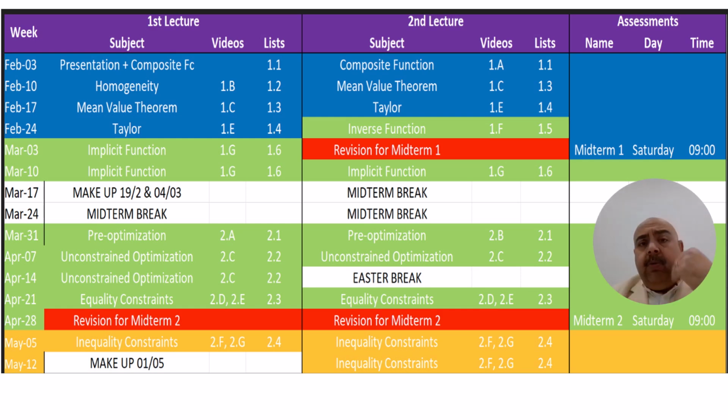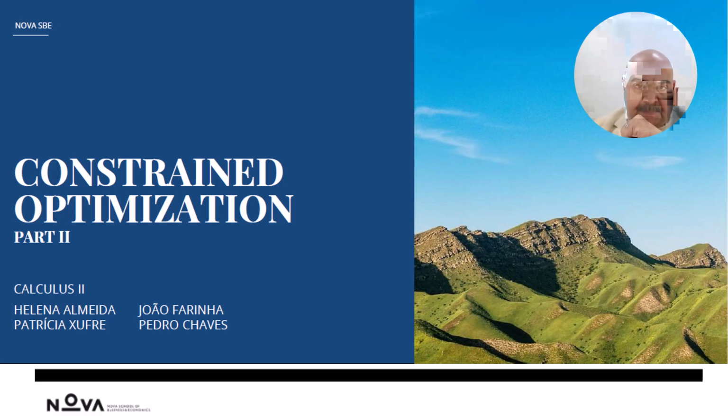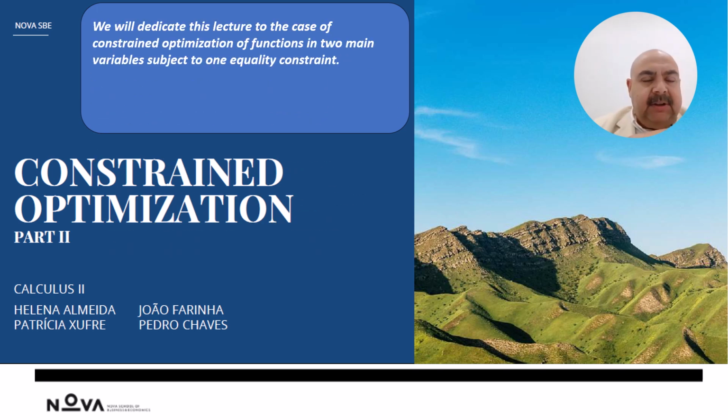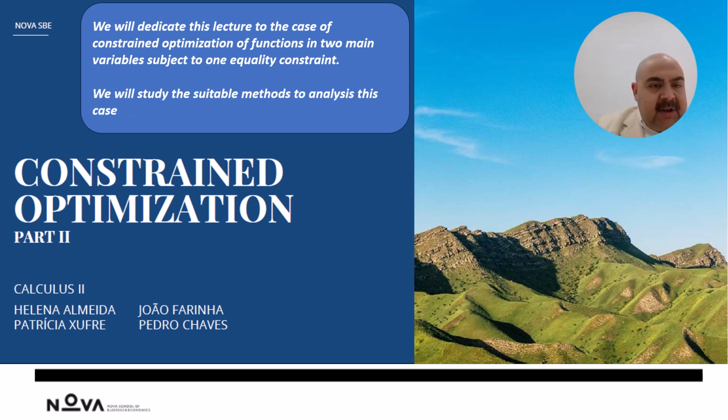Okay, today we will continue on the equality constraint with an objective function. This is really a very important topic and it has a massive application almost in every field. So as I told you, we will dedicate this lecture to the case of having one constraint, or constrained optimization of a function mainly in two variables. So today we will try to reach the case of having just two variables and one equality constraint.